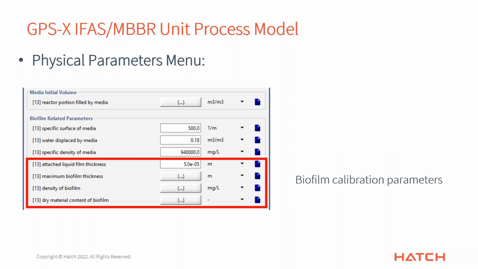Now there are a number of other parameters at the bottom of this tab. These describe the biofilm itself, including how thick it can grow and so on. These are numbers that we have worked quite a bit over the years to keep up to date with the types of technology being used. And generally, you don't have to change them very much.